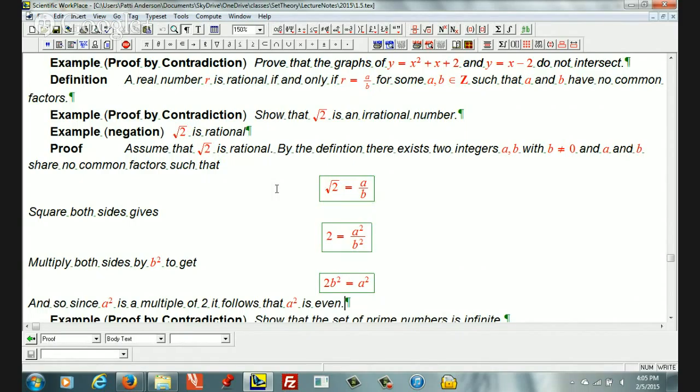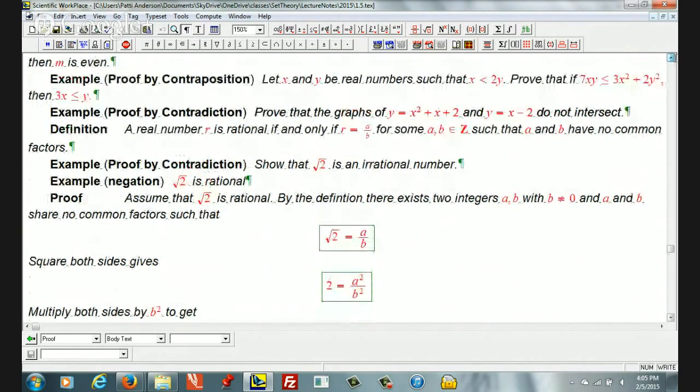Now, we have Euclid's lemma, and I thought I put it up here. Let's go up and see if I typed it.